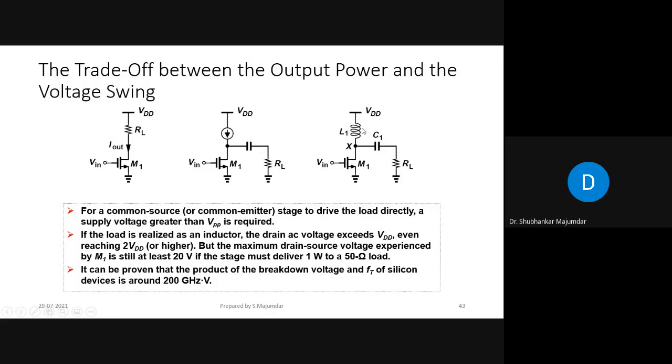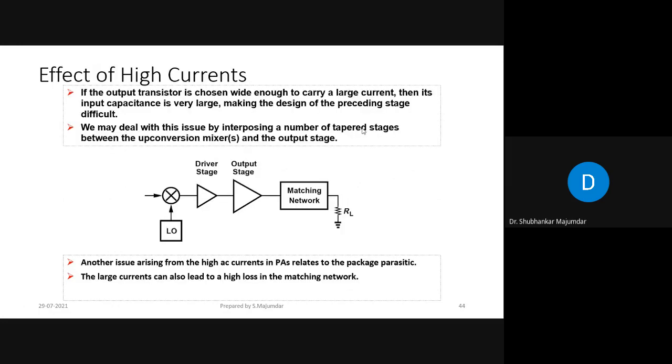In a practical way, we are utilizing a tank circuit, which is a parallel inductor and capacitor circuit, or a bias T for biasing the circuit. Now, the effect of higher current: if the output transistor is chosen wide enough to carry the large current, then its input capacitance is very large, making the design of the preceding stage difficult.